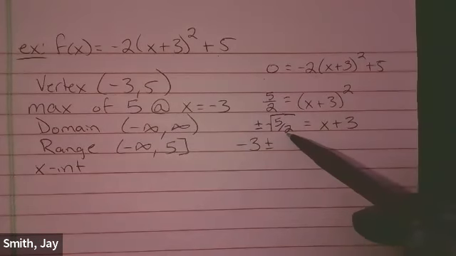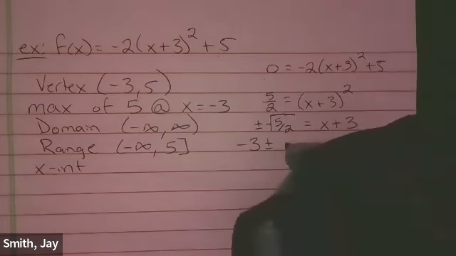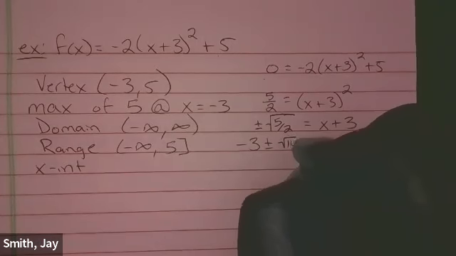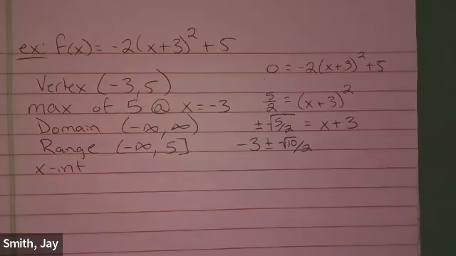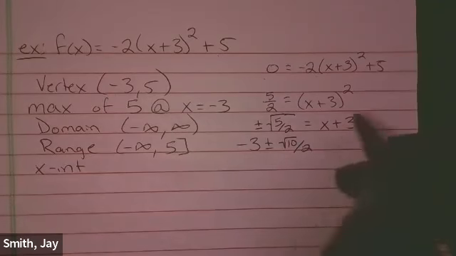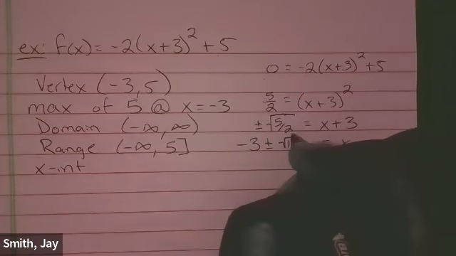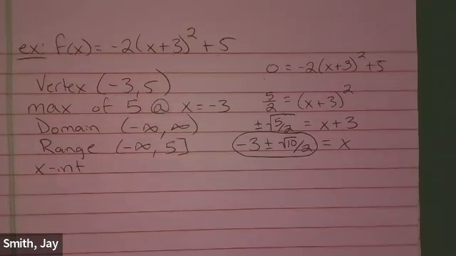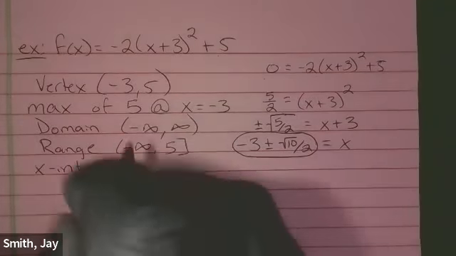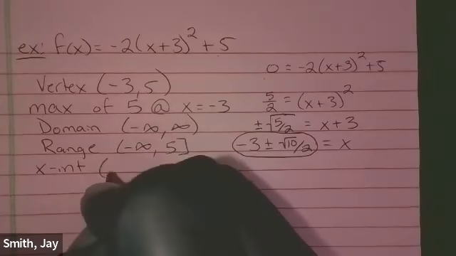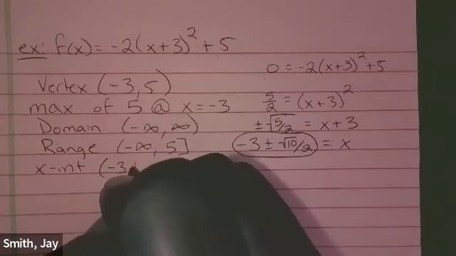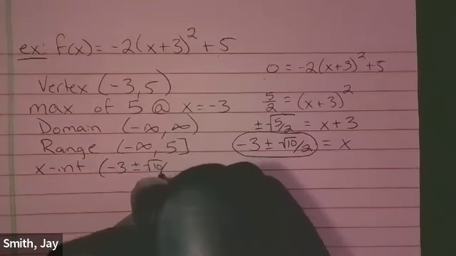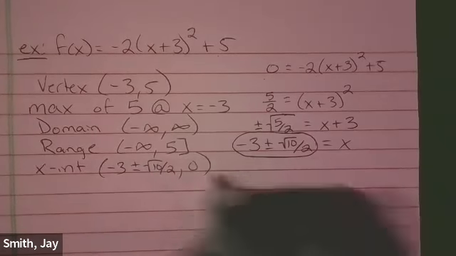If we rationalize the denominator here for the square root of 5 over 2, it's going to give me the square root of 10 over 2. And this is actually going to be my x-intercepts: negative 3 plus the square root of 10 over 2, and negative 3 minus the square root of 10 over 2. So as an ordered pair, we have negative 3 plus and minus square root of 10 over 2, comma 0.